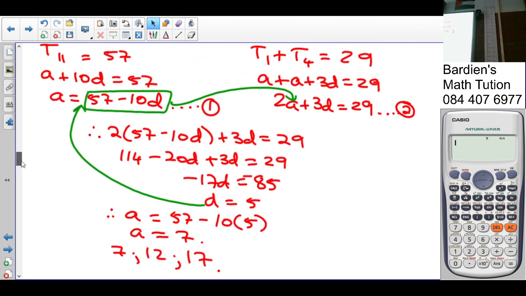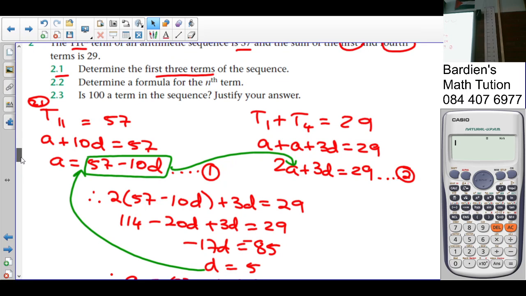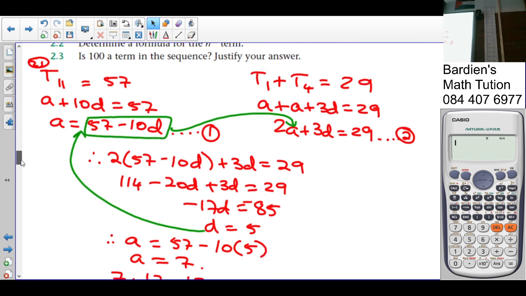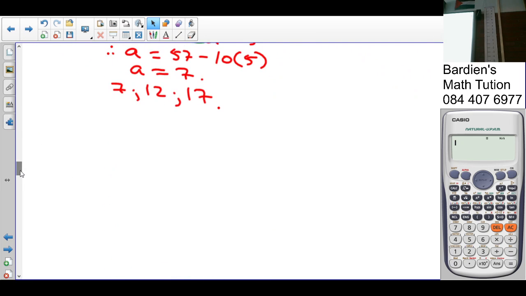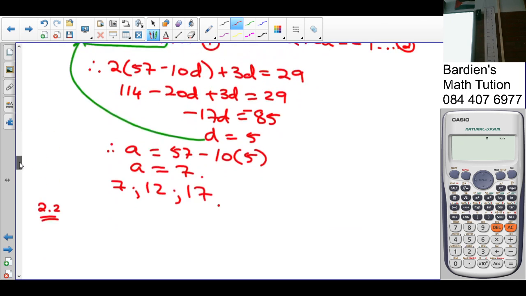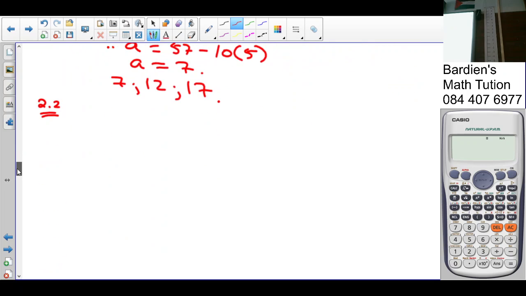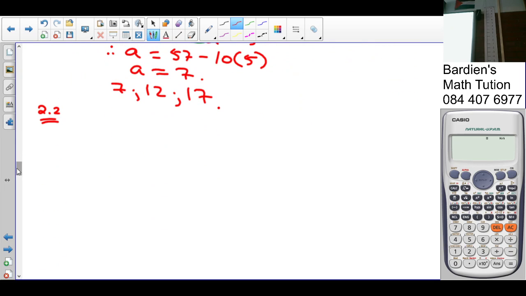So what's the next question? Determine the formula for the nth term. Well, they're going to just ask you the general term. Determine the general term. So the general term will be in the form of what? Tn equals a plus (n minus 1)d. Right, did you guys complete this question already? No. Okay, I'll give you a minute.